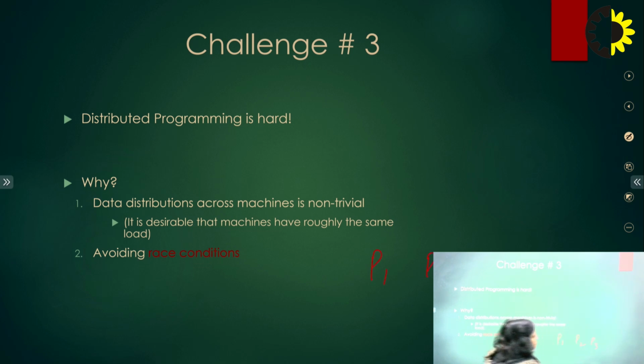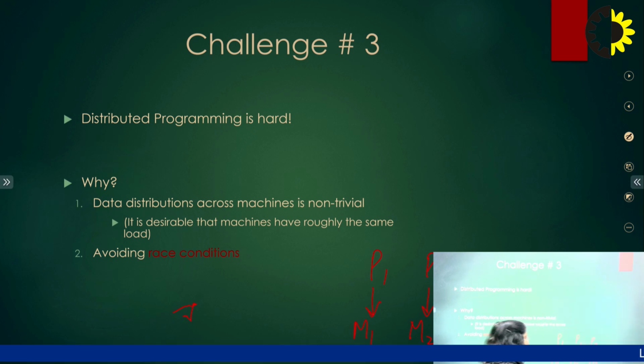These are the different processes, and they run on different machines. Suppose P1 runs on machine M1, the P2 process runs on M2, and the P3 process runs on M3. If these processes are interconnected, there is some order that needs to be arranged so that the result will be accurate.